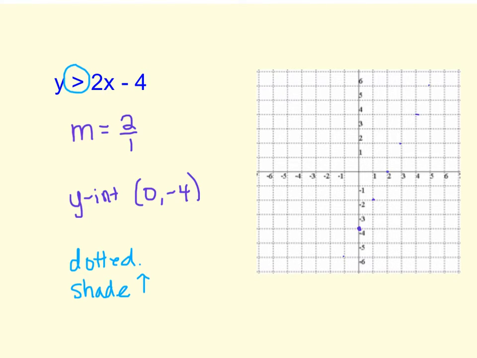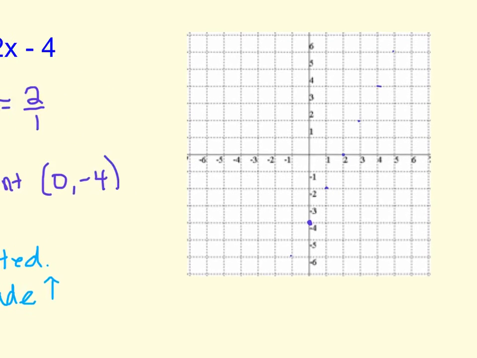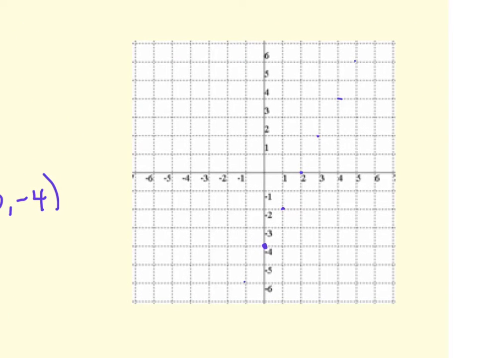So getting back to the graph, we said dotted line, and we're going to shade above. So a dotted line, it's kind of more like a dashed line, even though we say dotted. So it's going to look dotted line like this.